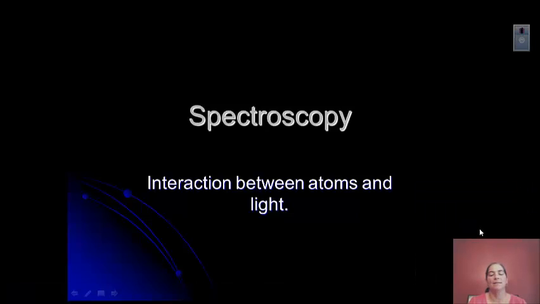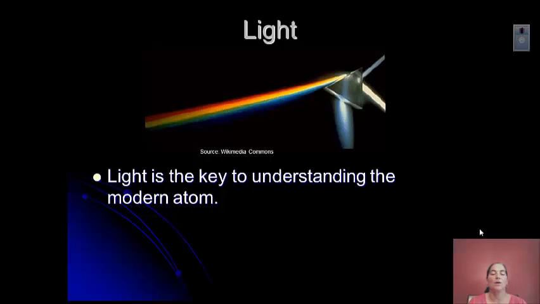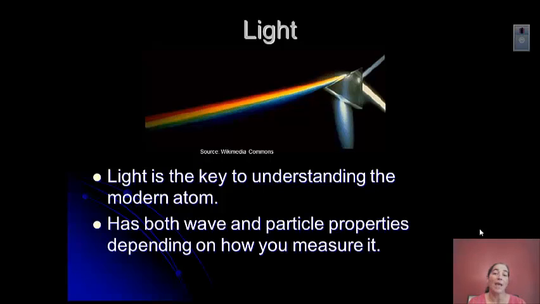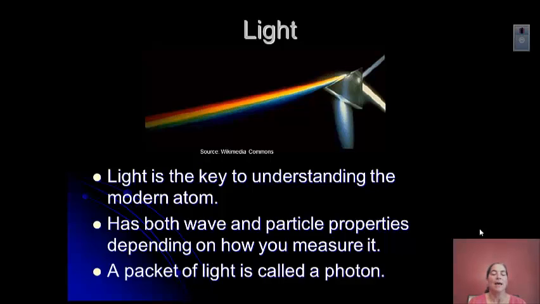So let's talk about the interaction between atoms and light. Light is really the key to understanding our modern version of the atom. Remember, we talked about that cloud model of the atom. It has wave properties, and you probably learned a little bit about that, but it also has particle properties depending on the way that you measure it. We call a packet of light a photon. So any of you Star Trek fans, photon torpedoes, that's what they are.